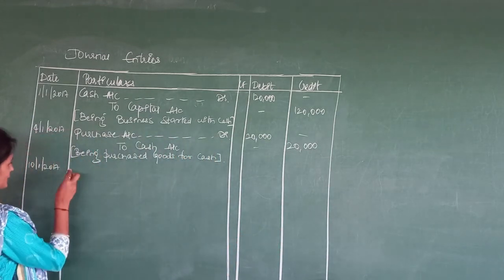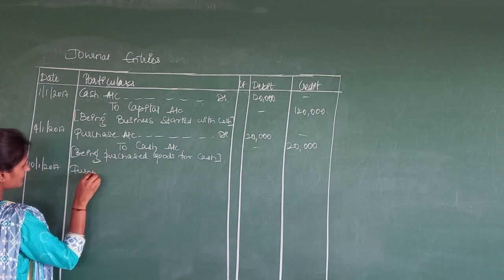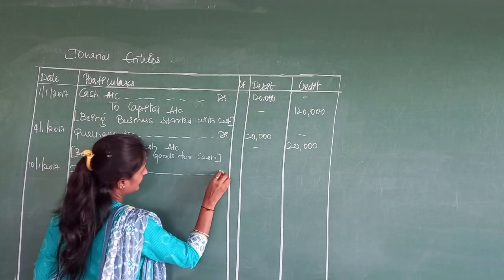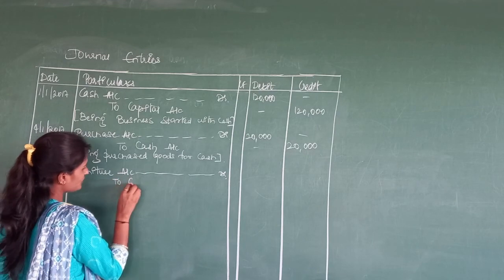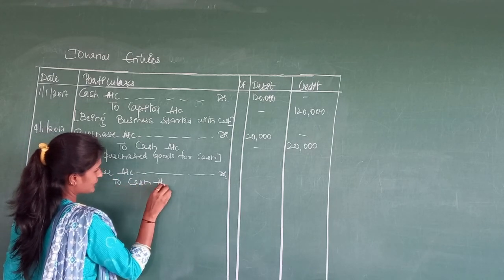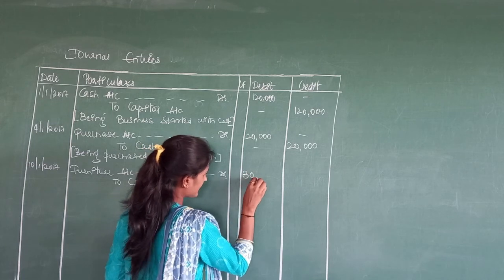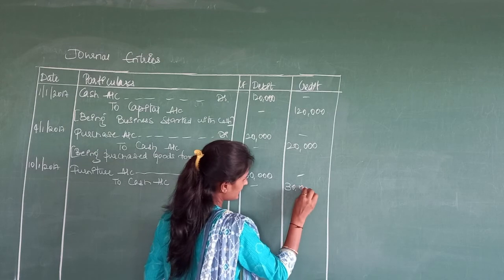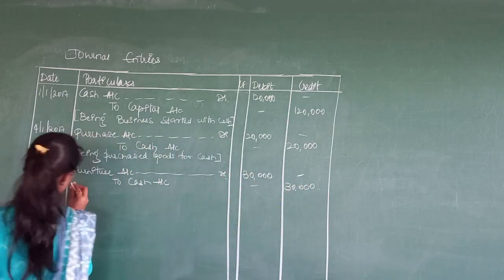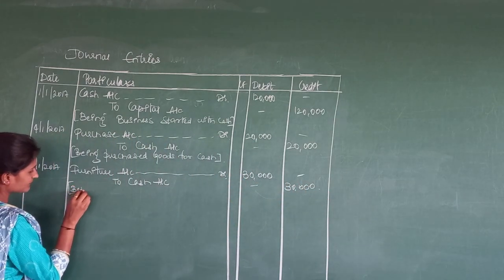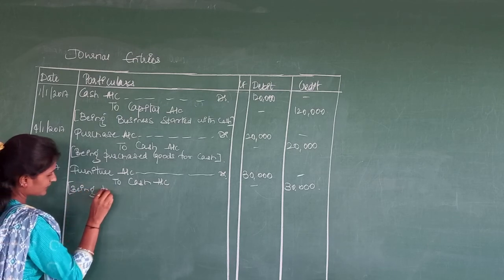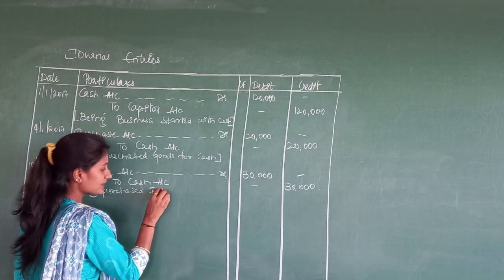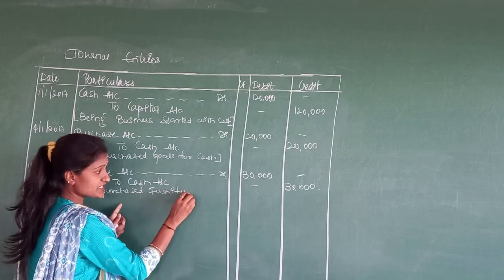We are giving cash. So we will write here furniture account debtor to cash account. So amount is of debtor side 30,000. This side we won't write, debit side nothing, we have credit side, that is of 30,000. And in the narration part we will start with the being purchased furniture.